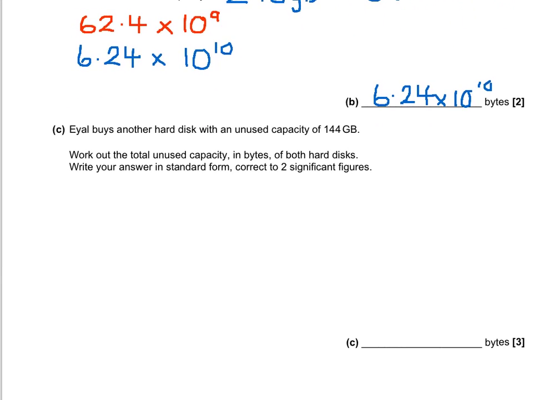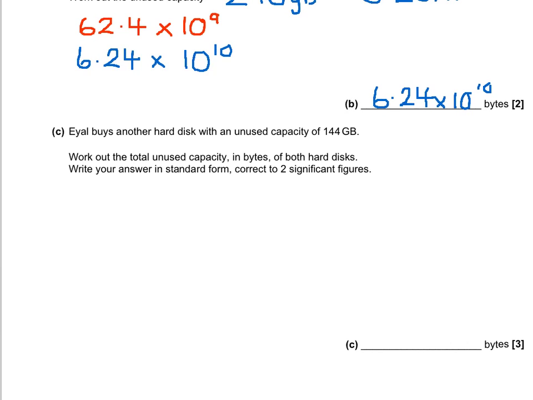Part C. She buys another hard disk with an unused capacity of 144 gigabytes. Work out the total unused capacity in bytes of both hard disks. Write your answer in standard form, correct to 2 significant figures. So we've got to add together our 144 gigabytes from one hard drive and 62.4 from the other hard drive.